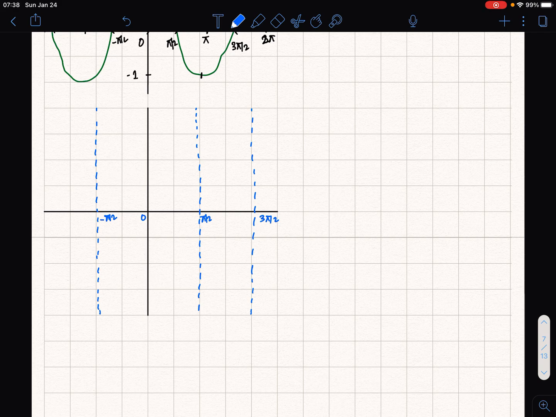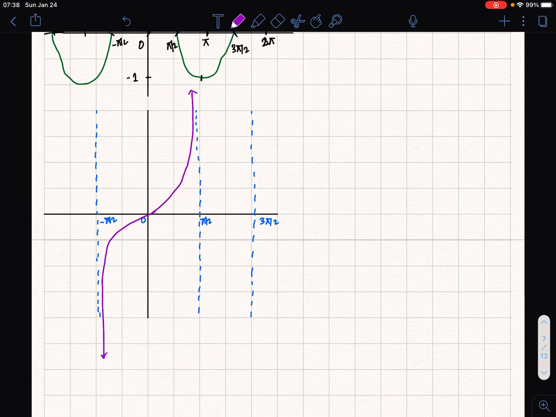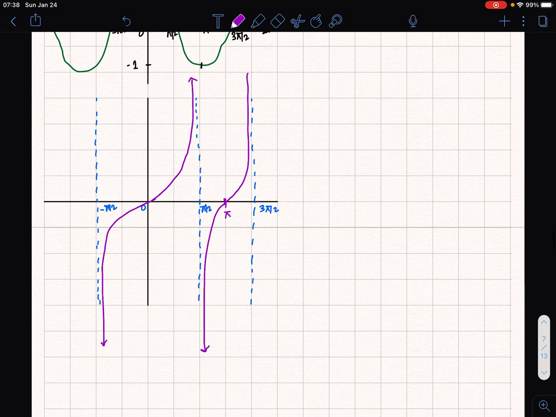As x increases, tan increases, and the moment it goes towards pi by 2, it starts achieving infinity. As x decreases, tan goes towards negative infinity. And tan does this everywhere. This is pi. This is how the function of tan looks like.